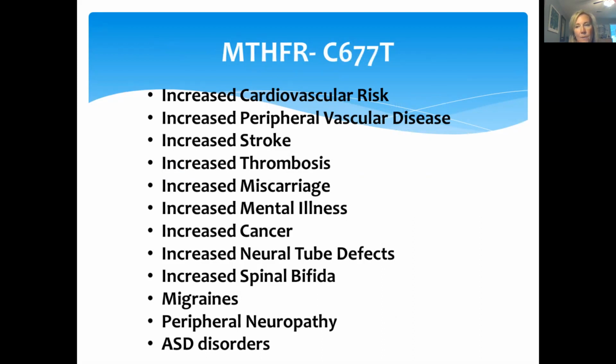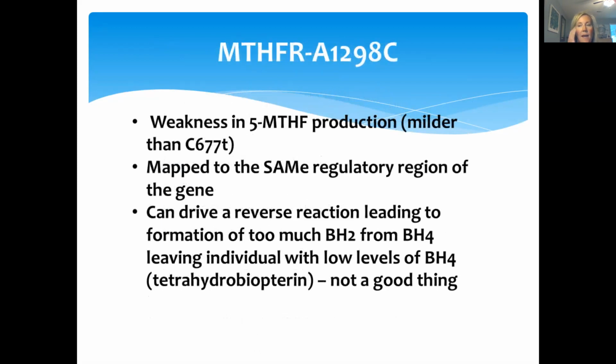But this is what you find more in the literature, that it's associated with the C gene. For the A gene, it's written that the weakness in the production of the L-methylfolate is less. That's not really been my clinical experience. I just don't think enough is known about the A gene. So much focus has been on the C gene because of the cardiovascular risk, which obviously causes a lot of deaths, and the miscarriages for people that are having trouble conceiving and maintaining a pregnancy.